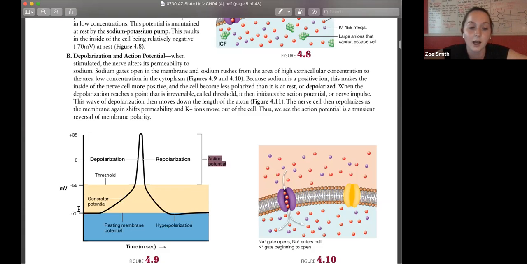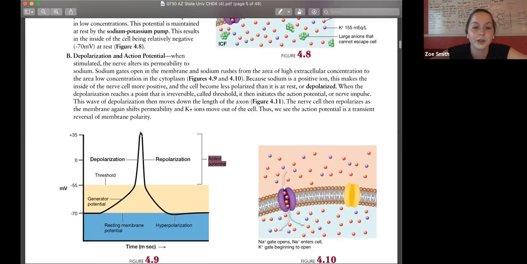Again, at rest, you're at -70 mV, and then once it starts depolarizing, when you get to -55 mV, that's the threshold. If that threshold is reached, an action potential is going to happen. So that's depolarization. When the depolarization reaches a point that is irreversible, called threshold, it initiates an action potential or nerve impulse.